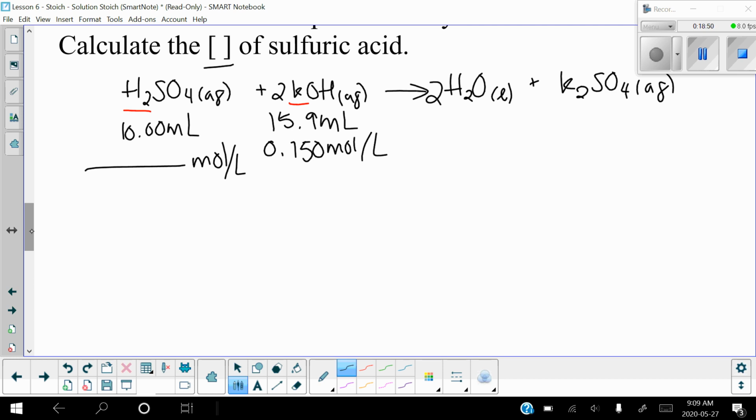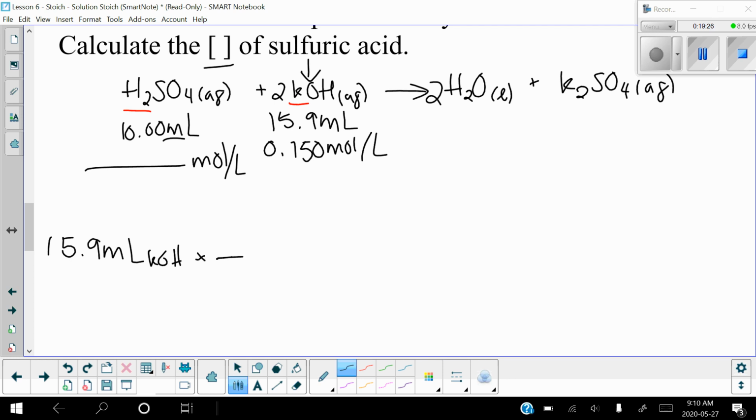Let's now go through and start with our known, this guy here. Now I'm going to do this with milliliters just to show you that you can do Stoich with milliliters. Because we have milliliters and milliliters, you'll see that the milliliters cancel each other out. If that confuses you, go ahead and convert milliliters into liters. So I'm going to begin with 15.9 milliliters of potassium hydroxide.